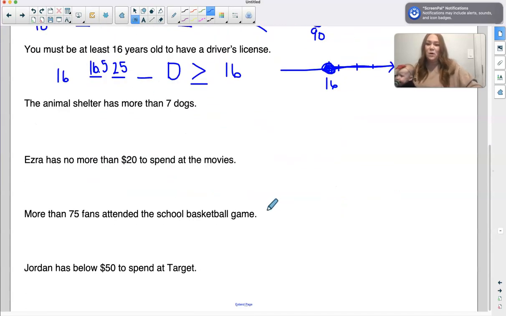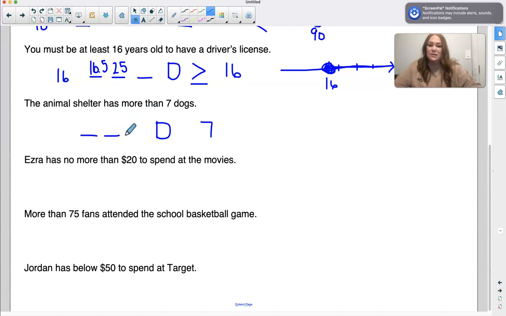Okay, got 4 more to go. We can do it. Okay, the animal shelter has more than 7 dogs. So we've got dogs and 7, and we have to have more than 7 dogs.